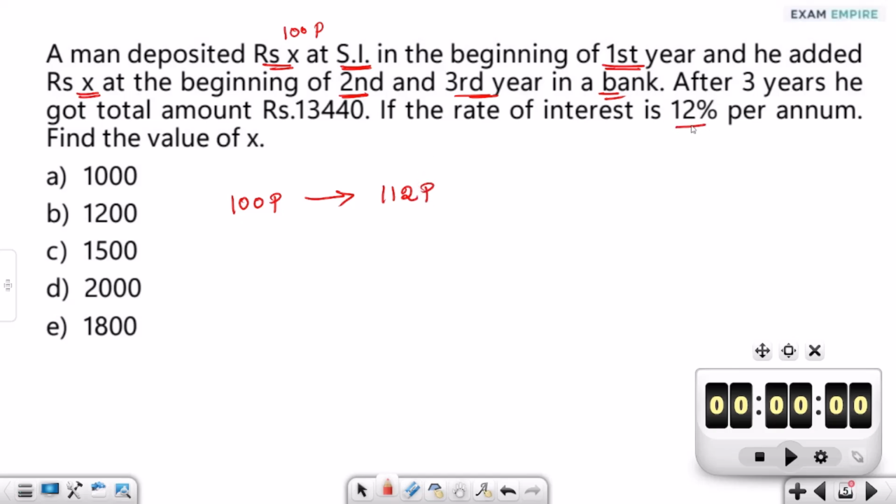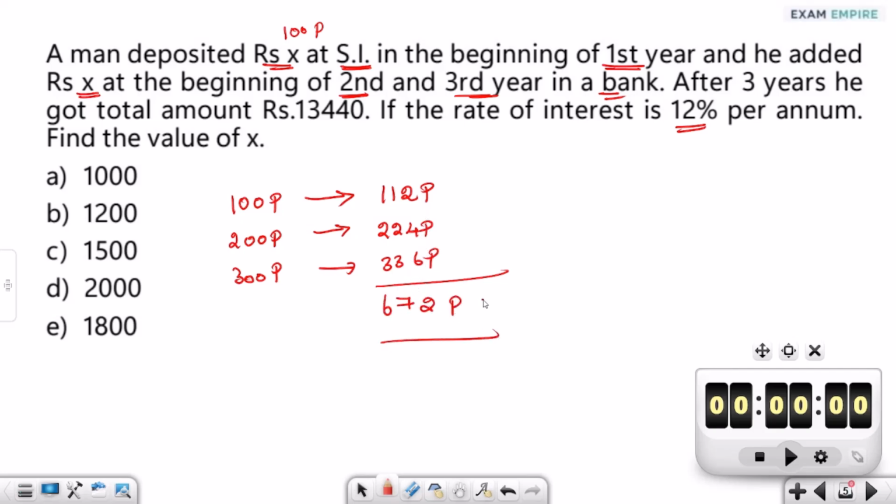Okay, because the rate of interest is 12% per annum. So again, second year, you'll be investing 200. So how much rupees would you have received? You'll be receiving 224. And the third year, total 300, and total 336. So in total how much rupees has he received? Here we'll be getting 112 plus 224 plus 336, that is 672. But what is the total amount he received?